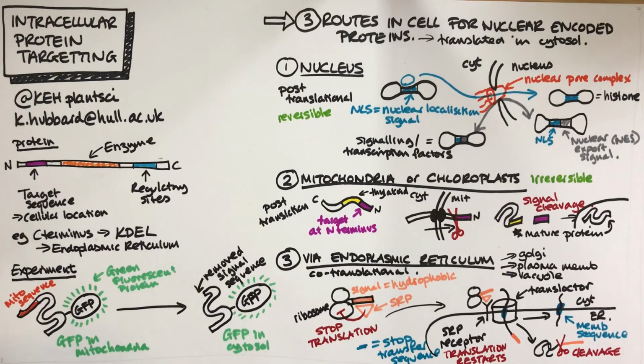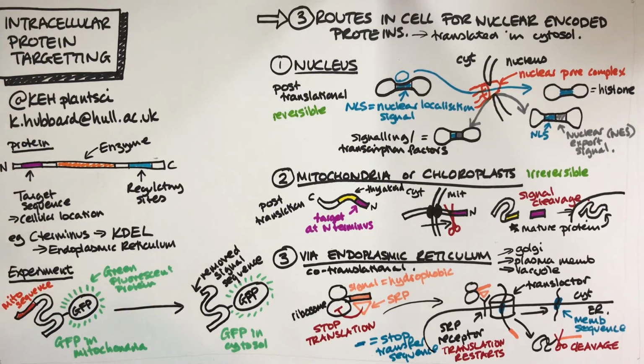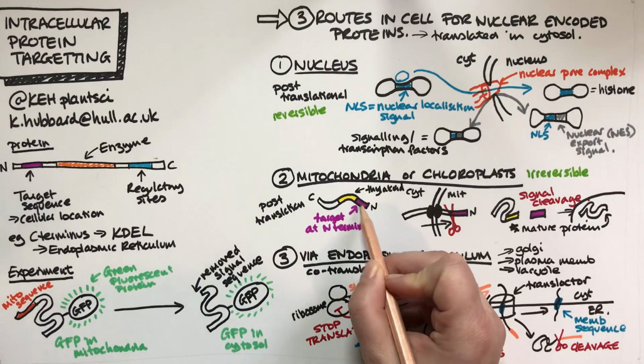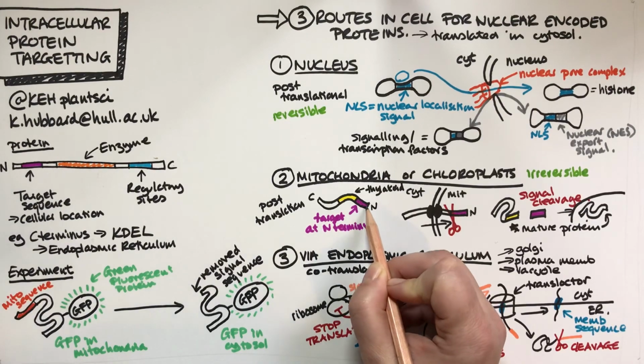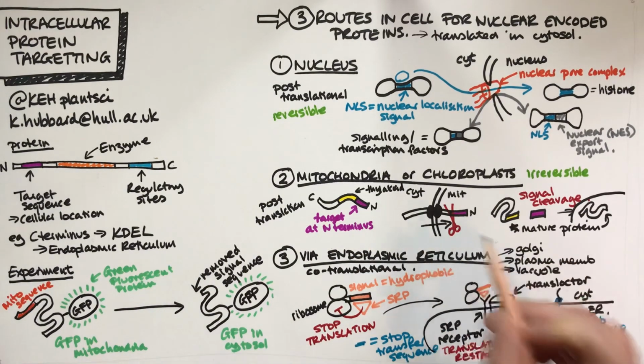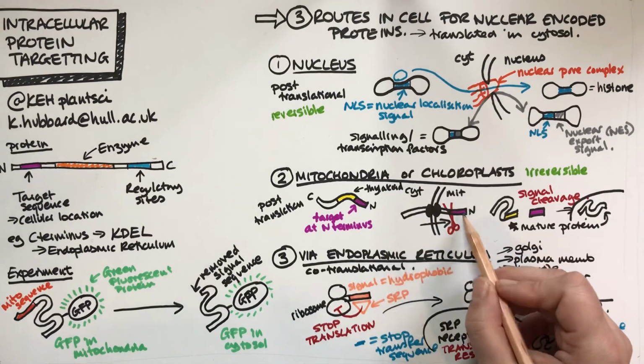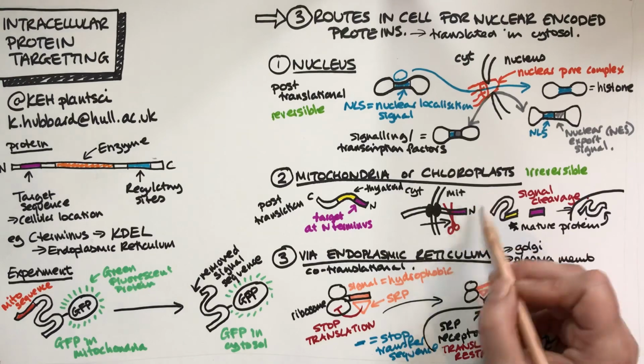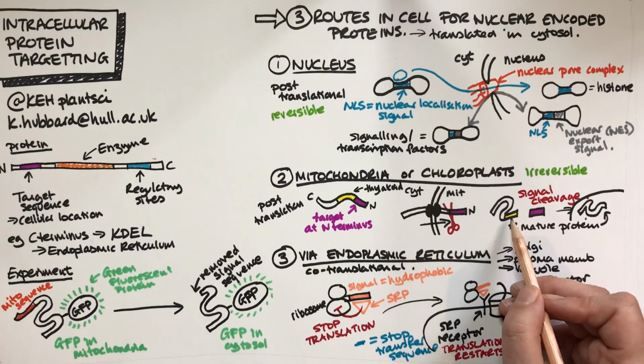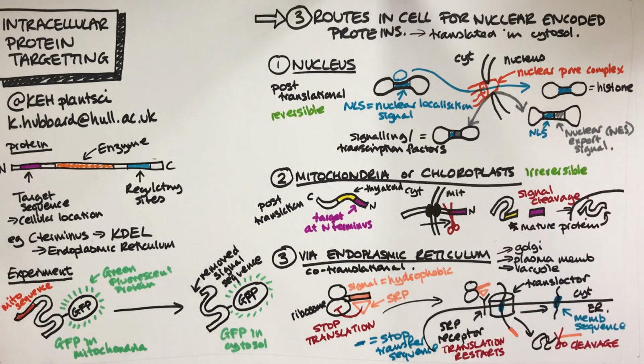Mitochondria and chloroplast mechanism is irreversible. We have signal sequences at the beginning, so we have a mitochondrial targeting sequence that then goes through a complex and that gets cleaved off. Okay, so if we've got one signal sequence, we'll end up into the matrix or to the stroma. We might have a second sequence that takes us to another location.